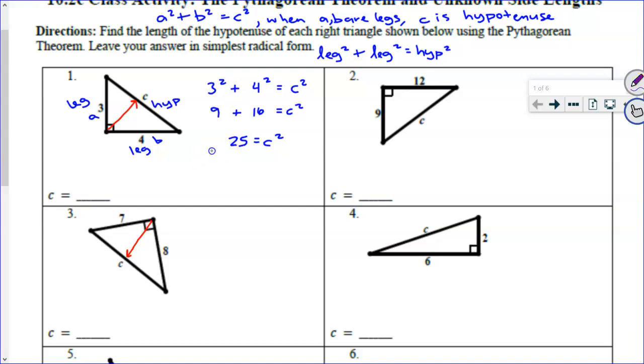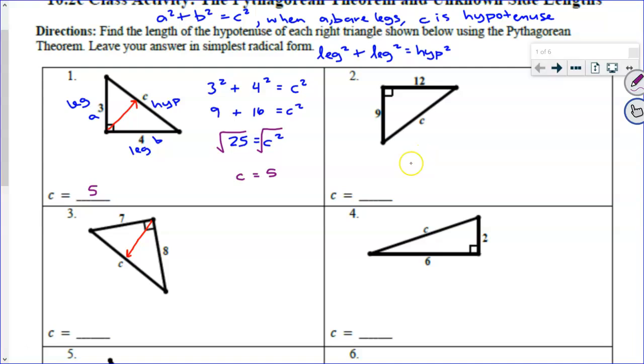Now that I'm ready, we can take the square root. To undo a square, we take the square root of each side, and the square root of 25 is equal to, is that the only answer? It could be -5, but can we have a length of -5? No. So although technically there are two solutions, only one of them makes sense because we cannot have a negative length. So C is equal to 5, and we're done with that problem.